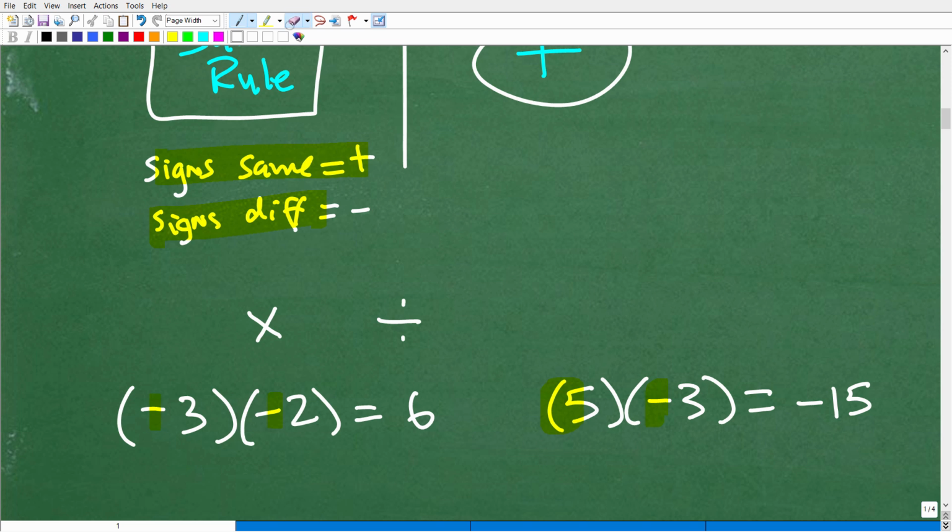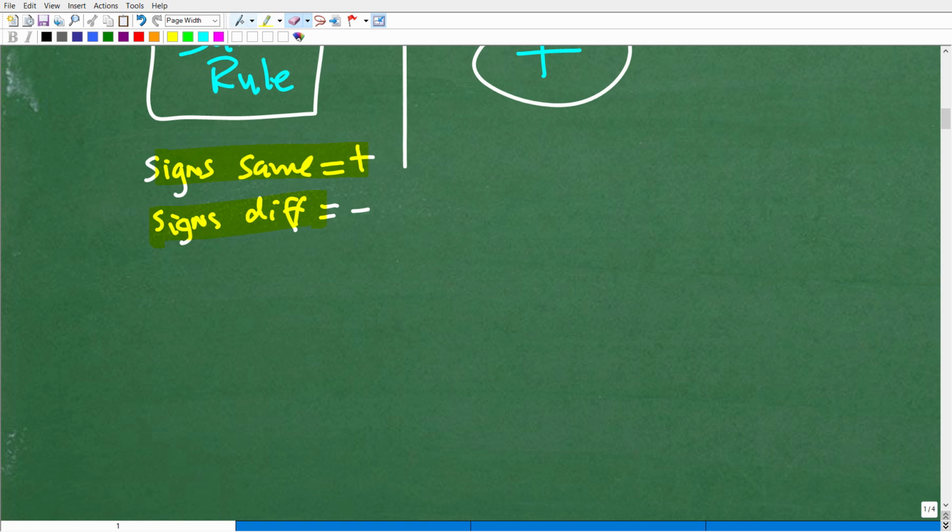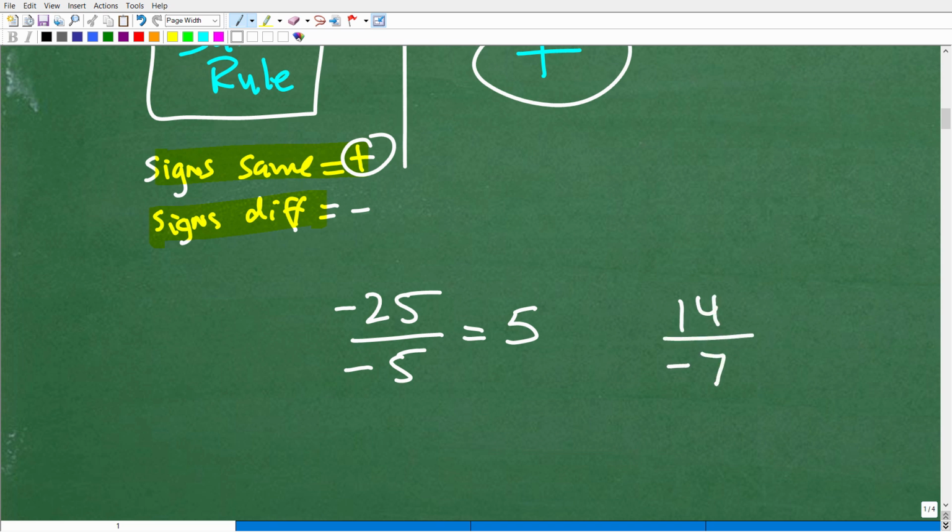It's a very basic rule, and it's the same rule for division. So let me show you this now. What if I had -25 divided by -5? Okay, well, what are the signs? Are the signs the same? Yes, they are. Negative, negative. So the answer is 25 divided by 5, which of course is 5, and it's going to be positive. How about 14 divided by -7? Okay, well, the signs are different. This one is positive, this one's negative, so our answer is negative, so this will be a -2.